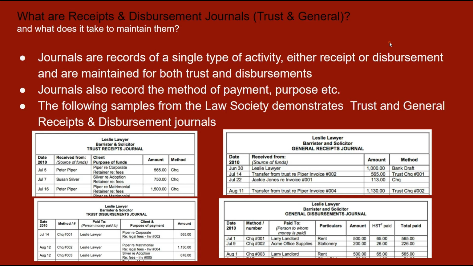Very similar to the receipt, you also have the purpose of payment. What did you pay this for? Maybe it was a refund of a retainer. Maybe it was a trust disbursement. Maybe it was a payout for trust for some real estate transactions where you're writing a check to the third party. And then the last was the amount.